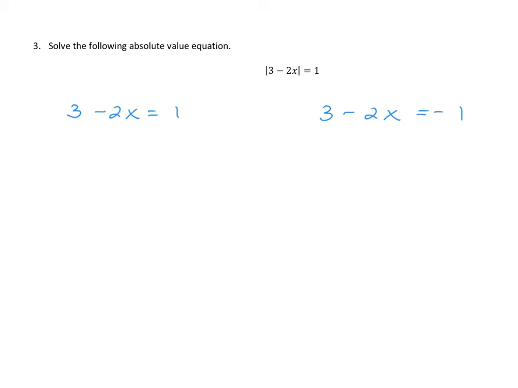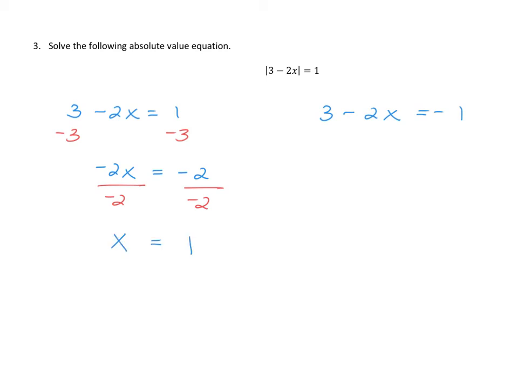Over here, I'm going to start by subtracting 3 from both sides. This gives me -2x is equal to -2. Then I can divide both sides by -2. And my solution is x is equal to +1.